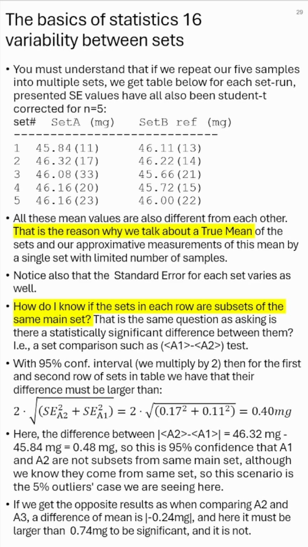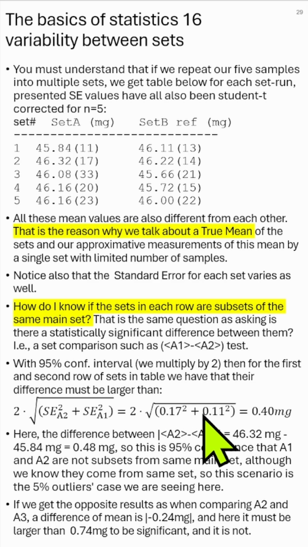So we can do the same comparison test. We compare the mean values, and then with a 95% confidence interval, we get that by multiplying the combined standard error, that Pythagoras thing, by 2. So if we take the first two mean values from the A set, here we have mean value 45.84, standard error 0.11 milligram. The second one had mean value 46.32 with standard error 0.17 milligram.